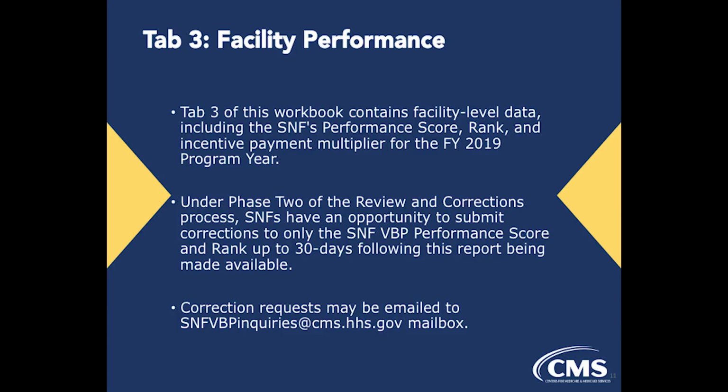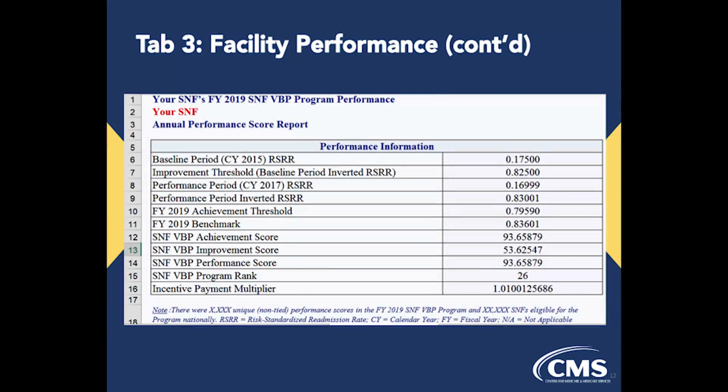Again, SNFs have an opportunity to submit Phase 2 review and corrections to their SNF VBP Performance Score and rank up to 30 days following when this report is made available by again emailing SNF VBP inquiries@cms.hhs.gov. Here's an example of Tab 3 of the Annual Performance Score Report. The information in this table is not actual facility performance. This information is example data.